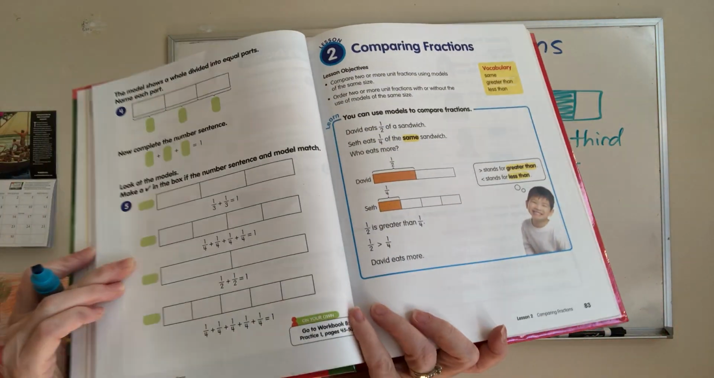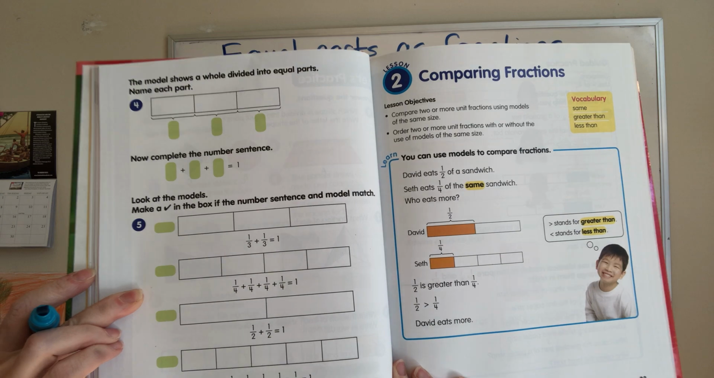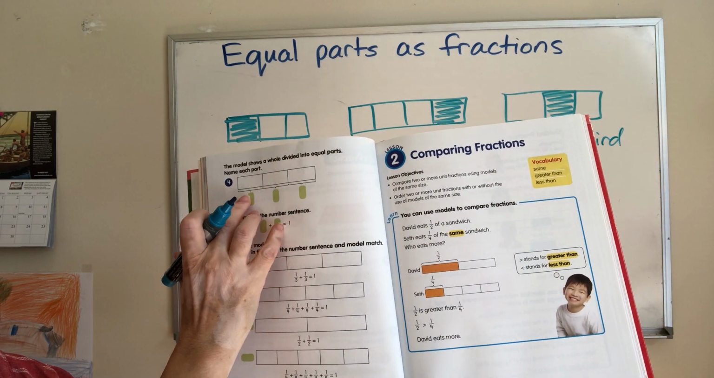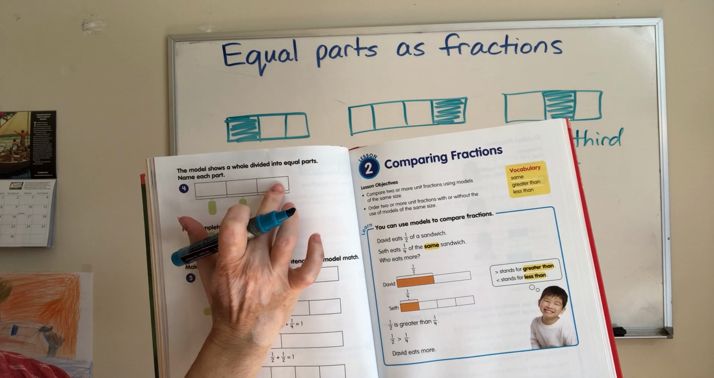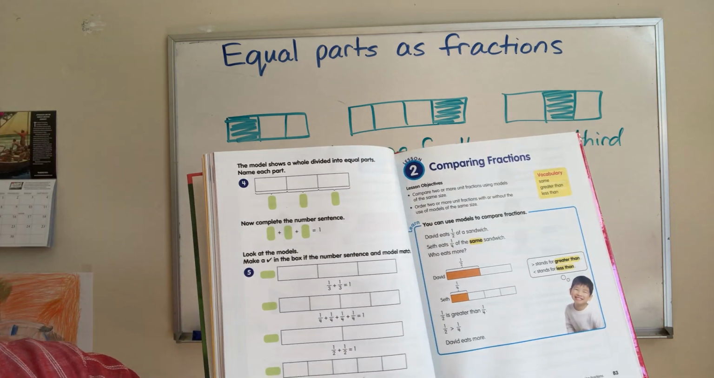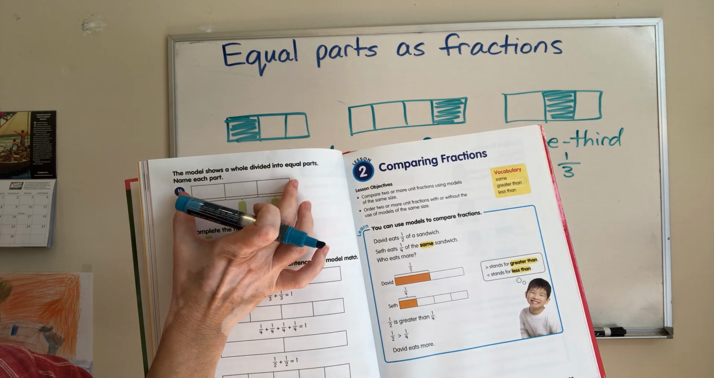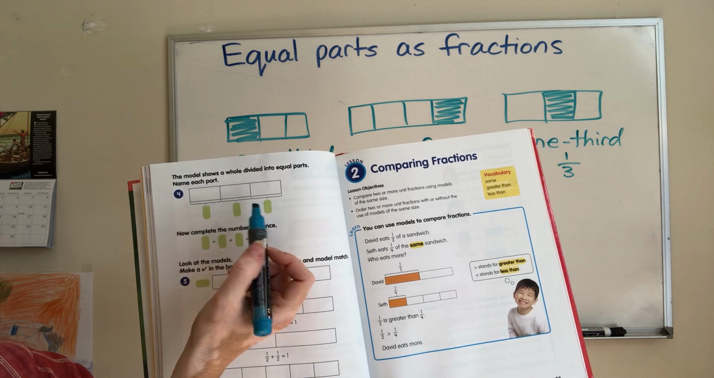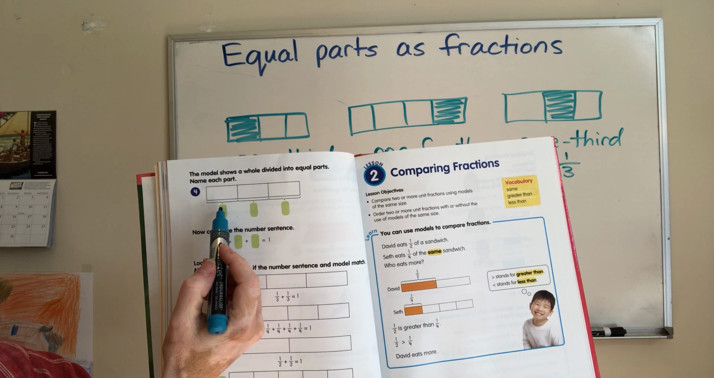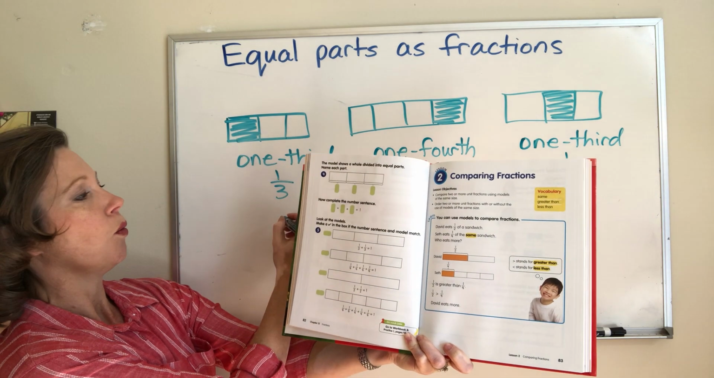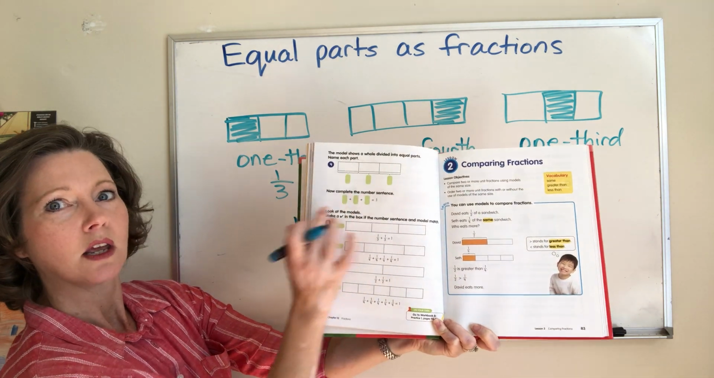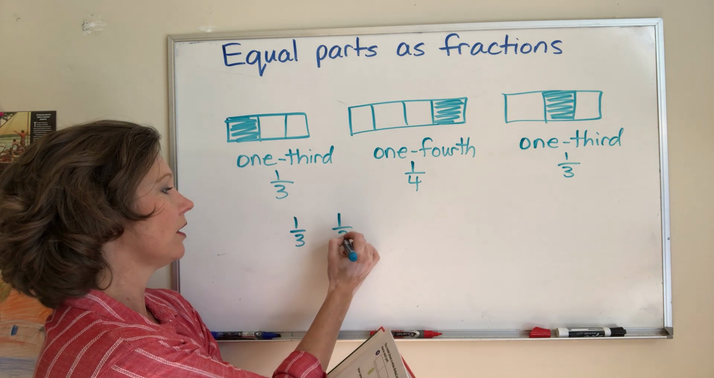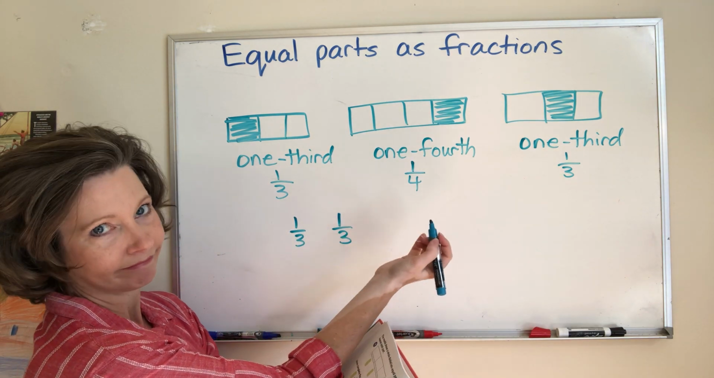I want you to take a look now. Turn your page to page 82. At the top, each model shows a whole that's been divided into equal parts. This is just like these bar models that you've been doing all along, but now we're dealing with this being the whole thing. Here are your parts, obviously. This part would be 1/3. This part would be 1/3. And what would your final part be?